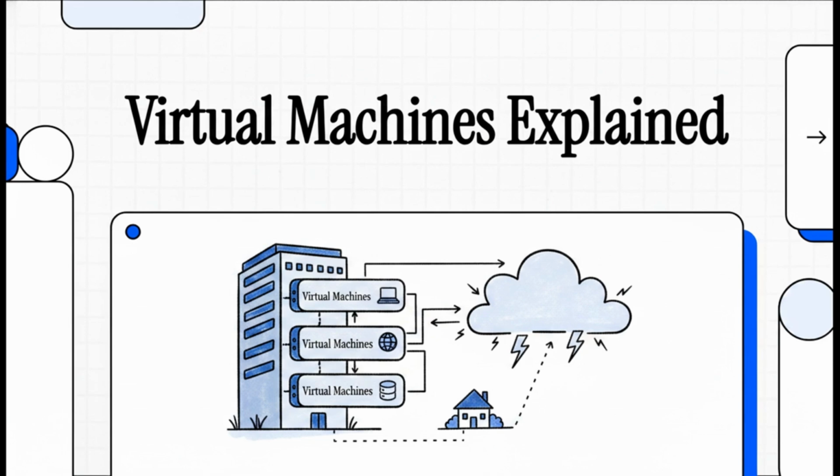We're going to break this all down using a framework that just makes perfect sense. We'll start with something super tangible, like real estate, and then we're going to scale that all the way up to global cloud architectures. Let's get into it.